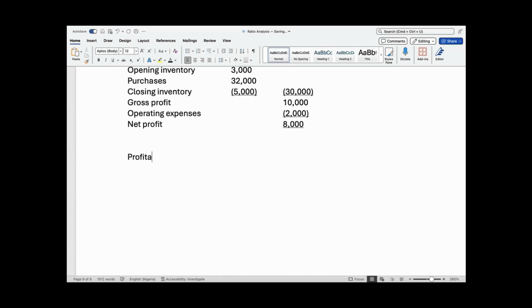For the profitability ratios, we have learned quite a number of ratios from those past questions we solved. You have learned gross profit to capital employed. You have learned net profit or pre-tax profit to capital employed. You have learned gross profit margin. You have learned net profit margin. You have learned what again? Yeah, I think we have not touched return on capital employed.